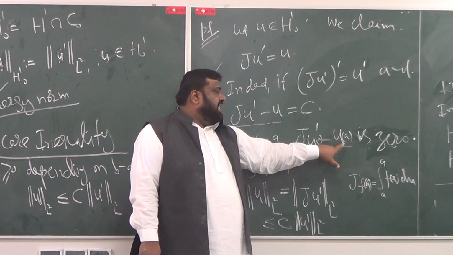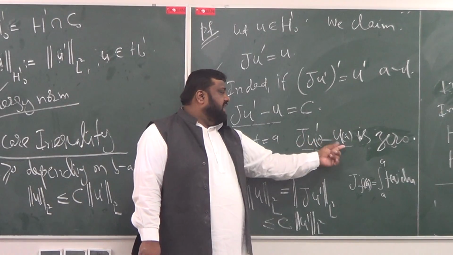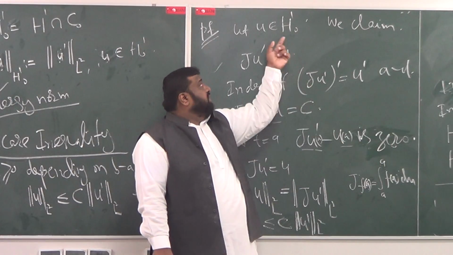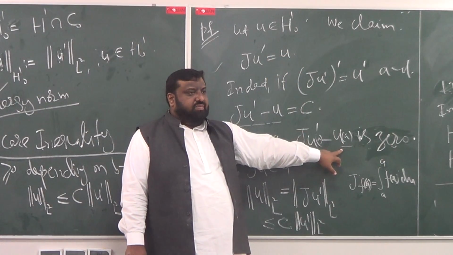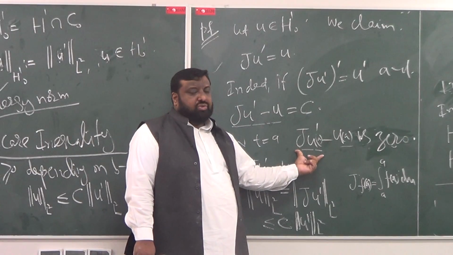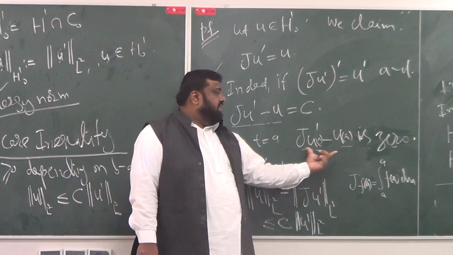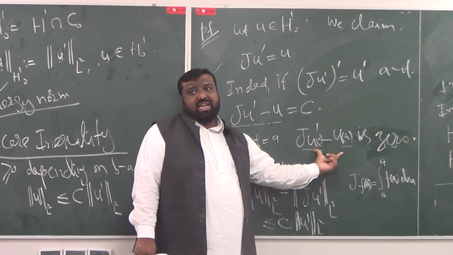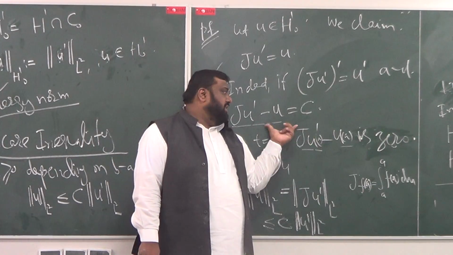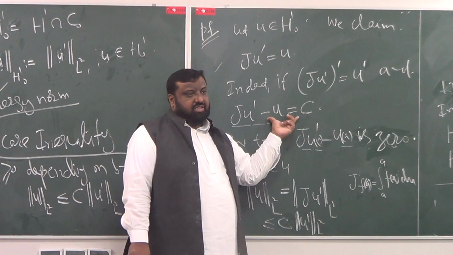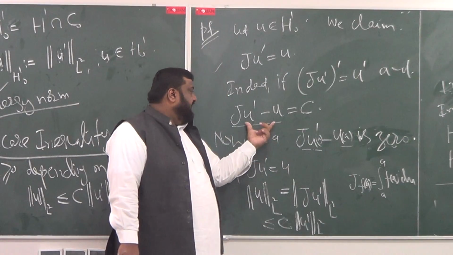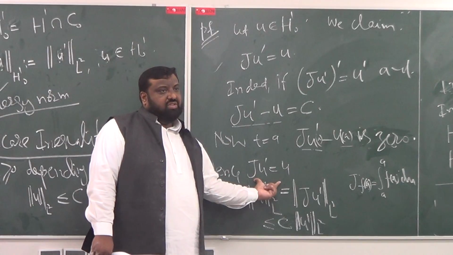Now, if this expression is constant for all times, let's evaluate this expression at A. It's going to be Ju prime of A and U of A. But since U is from H0, this must be 0. And Ju of A is also going to be 0 by definition. So this is 0 at time A. Since this is constant, it must be 0 at all times, and hence this is equal to this.